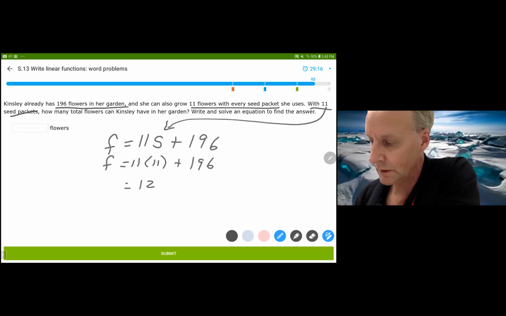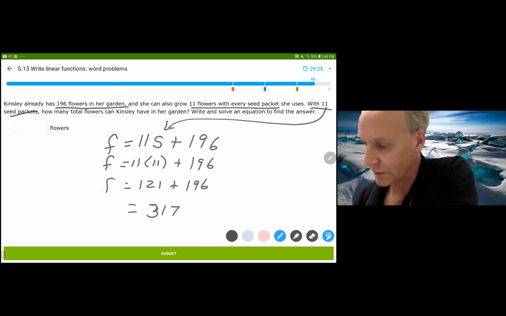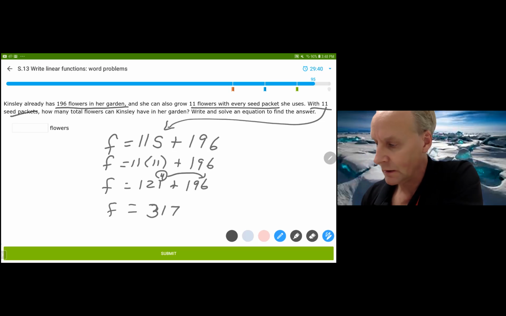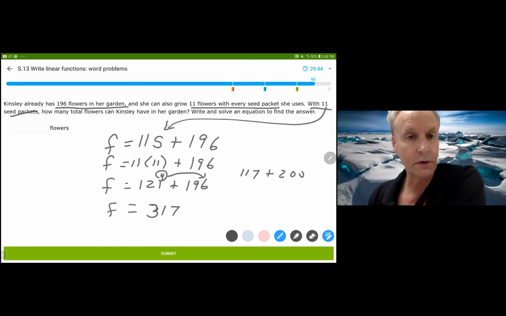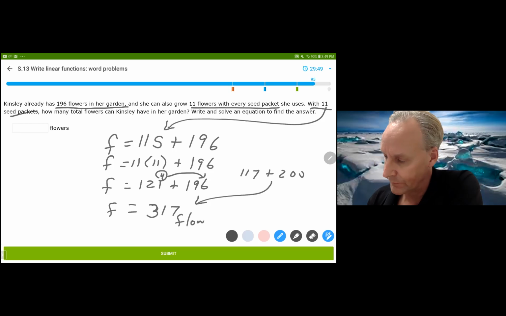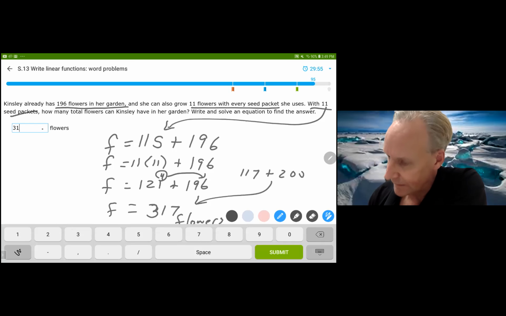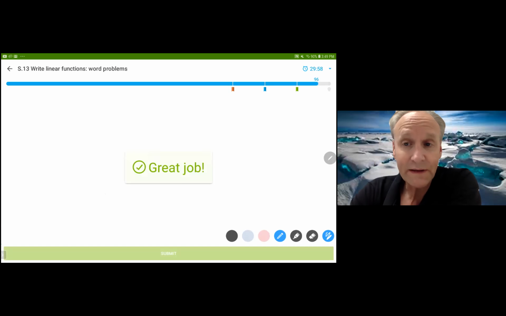That's 121 plus 196. And it looks like we get 317. Just double check my work real quick here. Yep, that would be 317. What I did here was I took these 4 away from here and put them with these. And that gave me the same as 117 plus the 200, which was a lot easier addition to do. And this is the number of flowers. This is using conjugation to add. 317. And we're getting there.